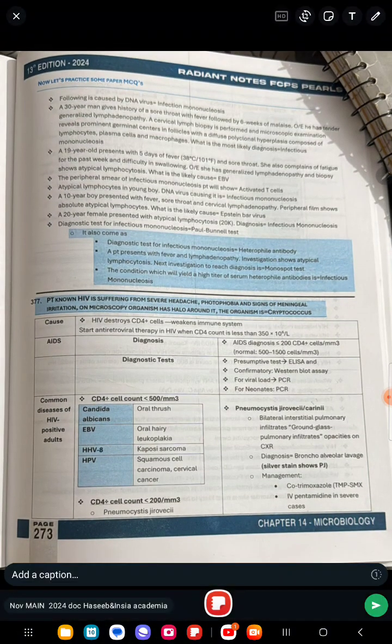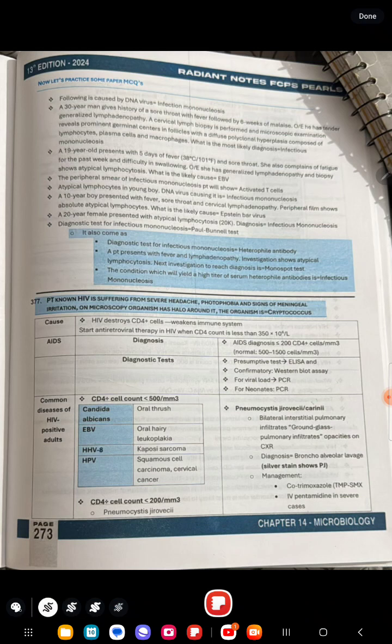Now the next one. Which of the following is caused by a DNA virus: infectious mononucleosis. A 30 years old man gives a history of a sore throat with fever followed by 6 weeks of malaise. On examination, he has generalized lymphadenopathy.